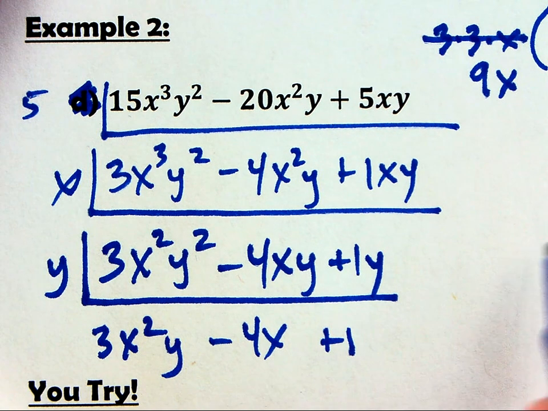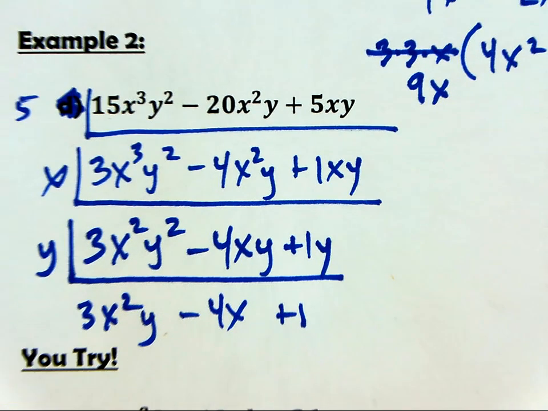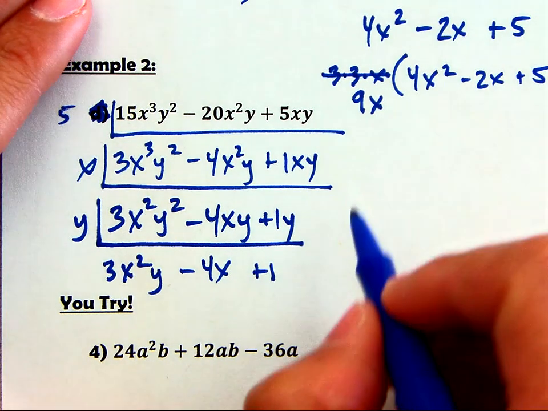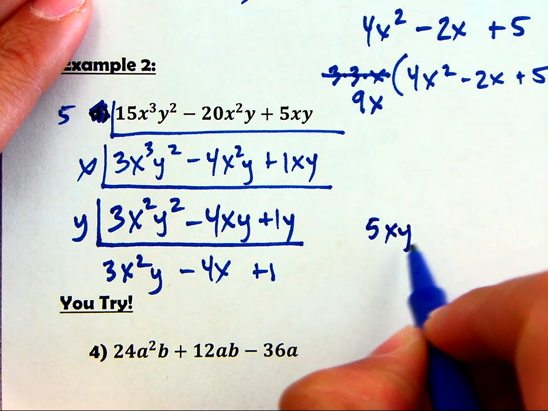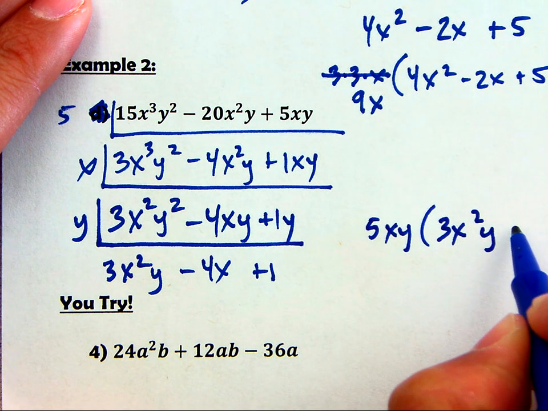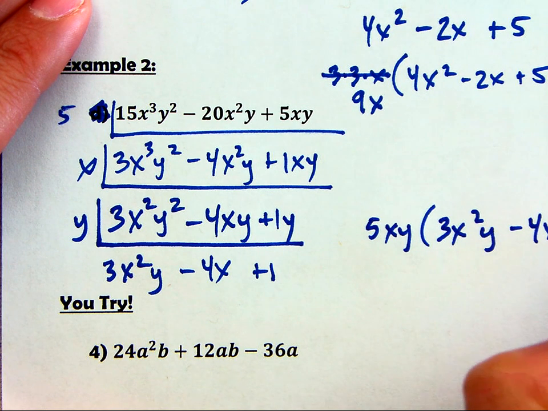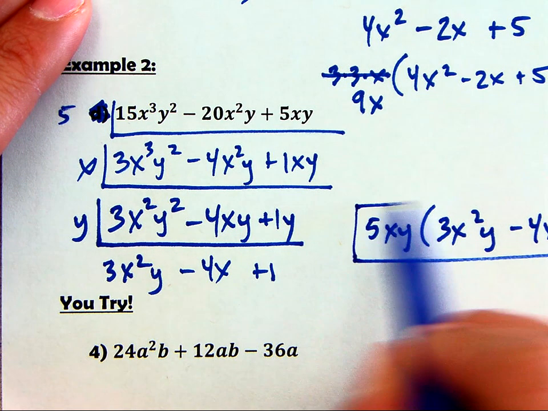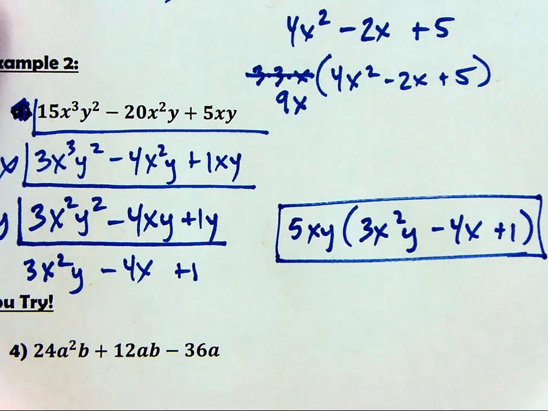I'm going to zoom out here because I ran out of space. We'll write the answer over here. So 5xy, and then 3x squared y minus 4x plus 1. So that is our final answer.